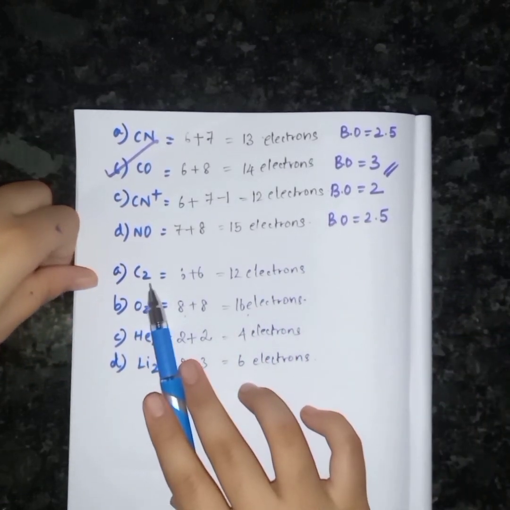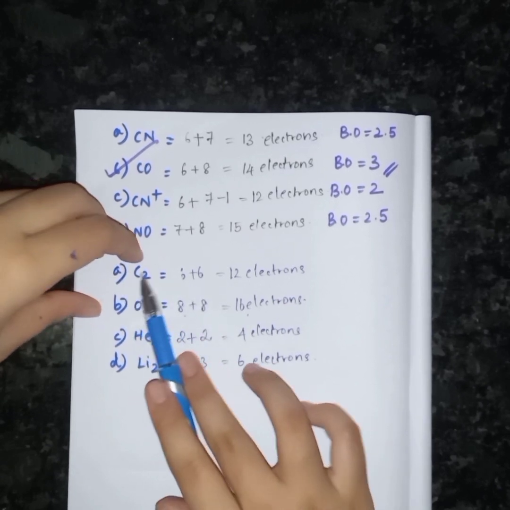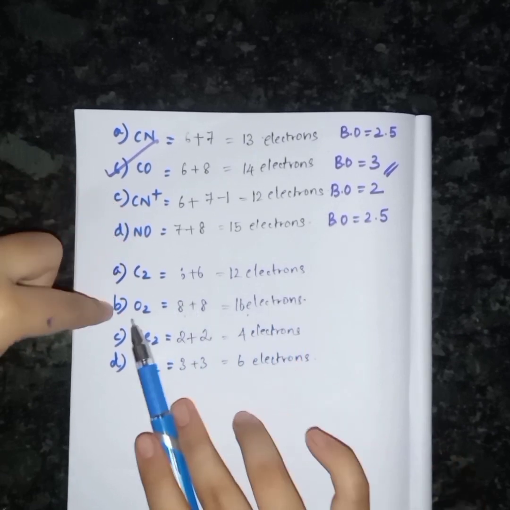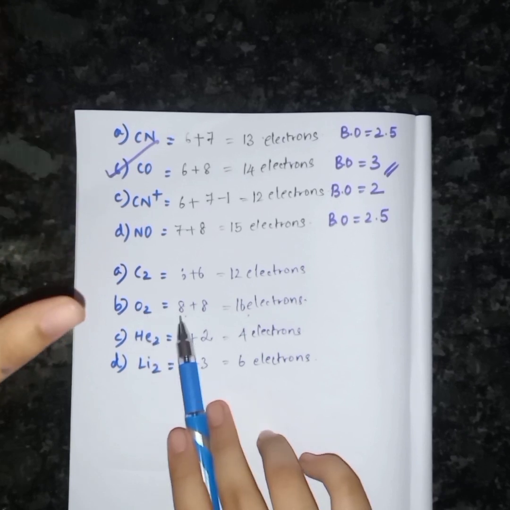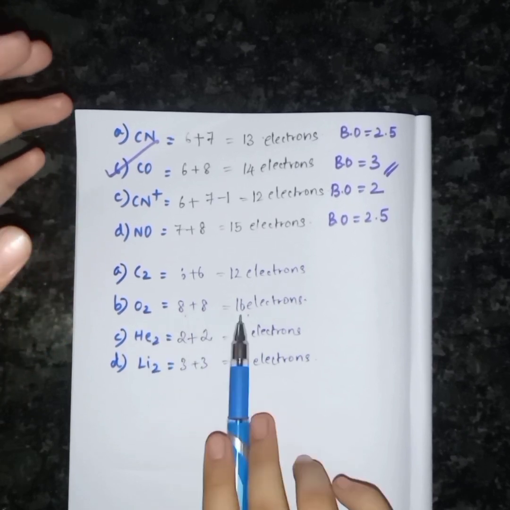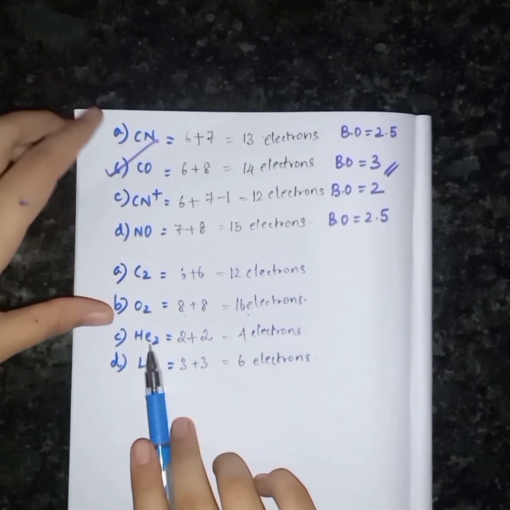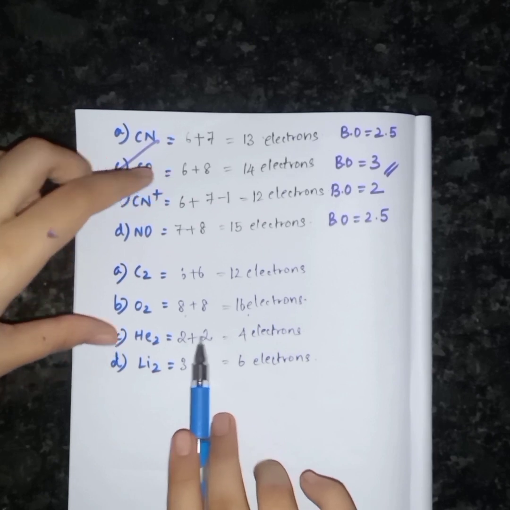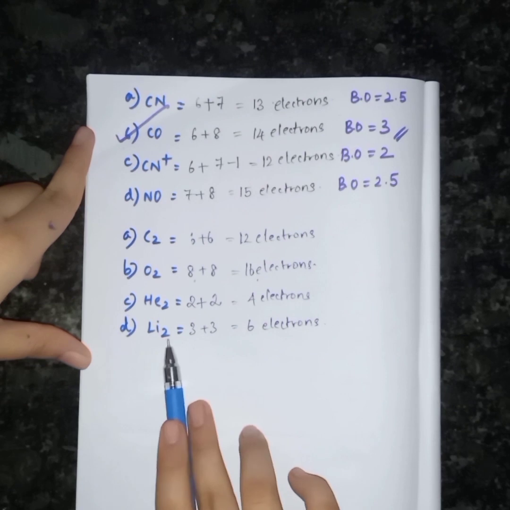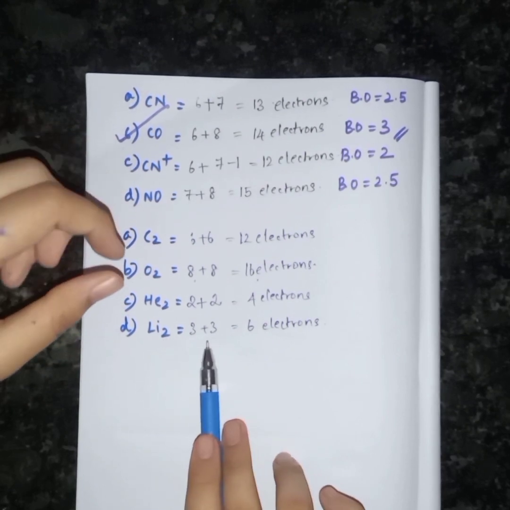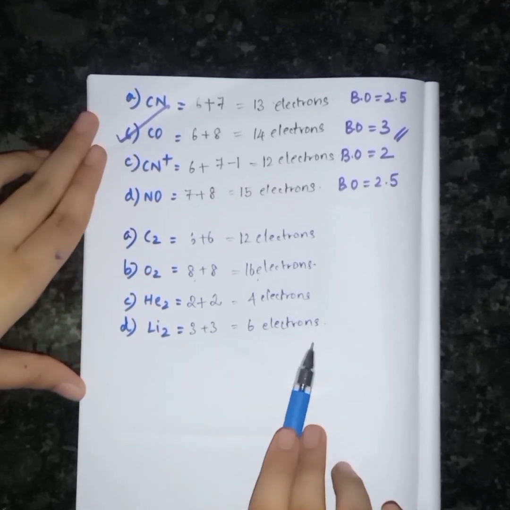First one, C2. Each carbon atom has 6 electrons. Therefore, C2 molecule will have 12 electrons. Second option, O2. Each oxygen atom is having 8 electrons. Therefore, O2 molecule will have 16 electrons. Third option, He2. Each helium atom is having 2 electrons. Therefore, He2 molecule will have 4 electrons. Li2. Each lithium atom is having 3 electrons. Therefore, Li2 molecule will have 6 electrons.